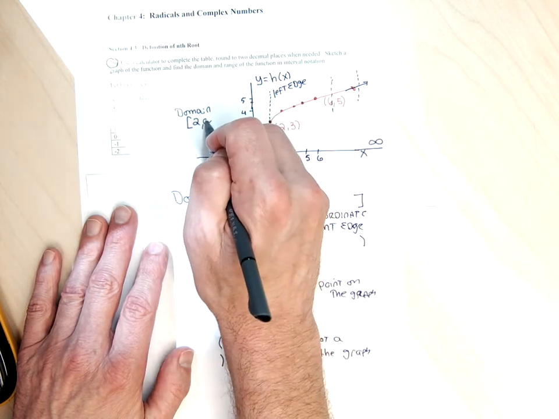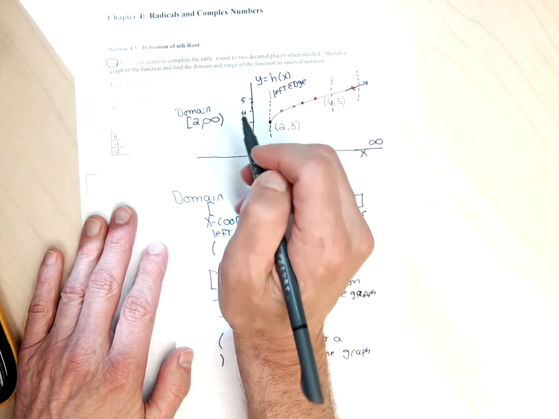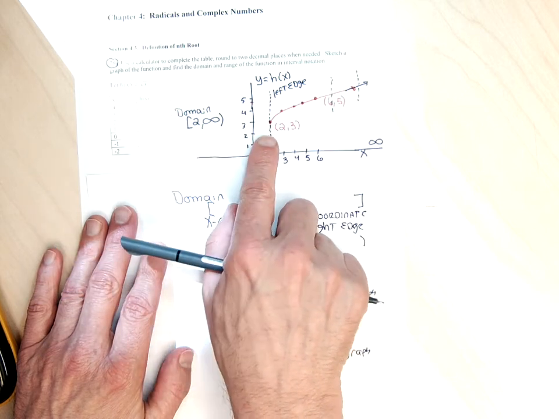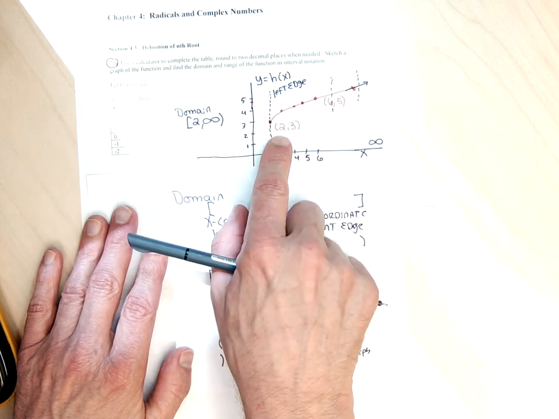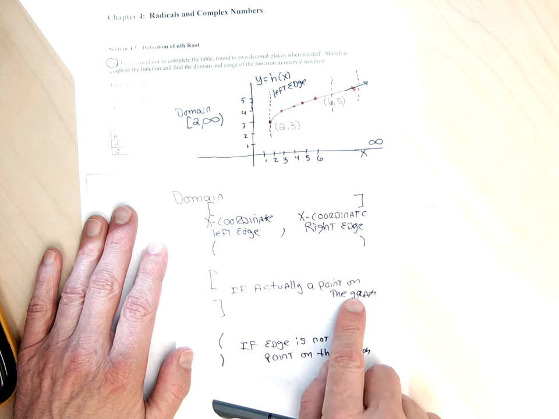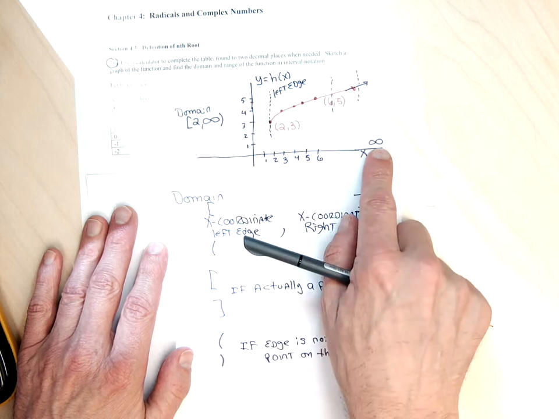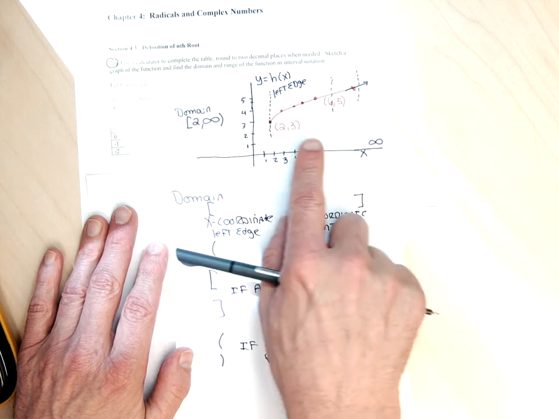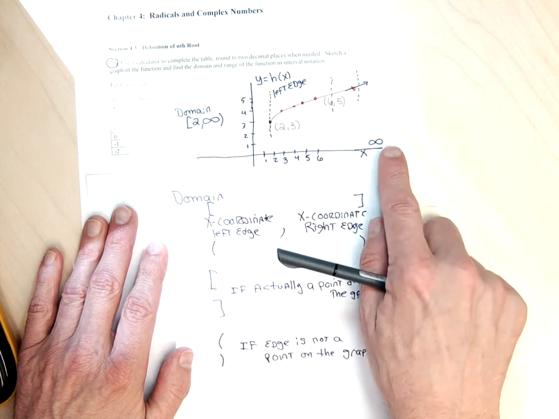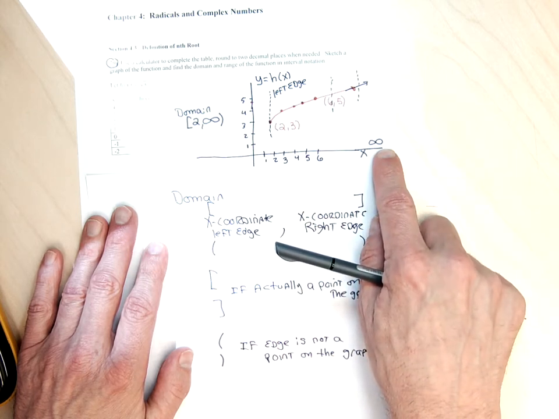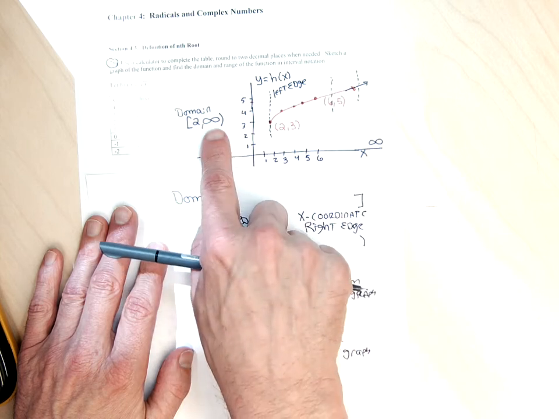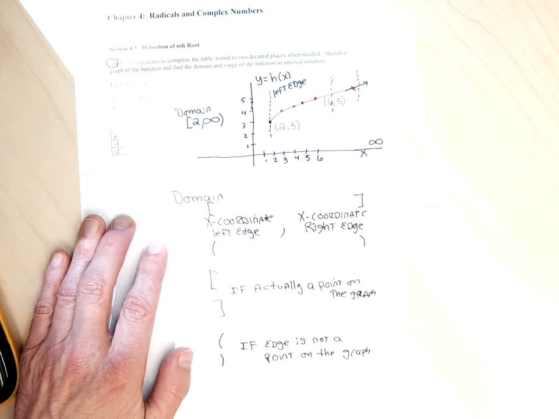So for this graph, I would say the domain is square bracket x equal to 2, the left edge of the graph, its x-coordinate is 2. I get a square bracket because that's actually a point on the graph. There is no right edge, so when the graph goes all the way to the far right edge of the x-axis, we say the right edge has an x-coordinate of infinity, and infinities are never points on the graph, they always get round brackets.